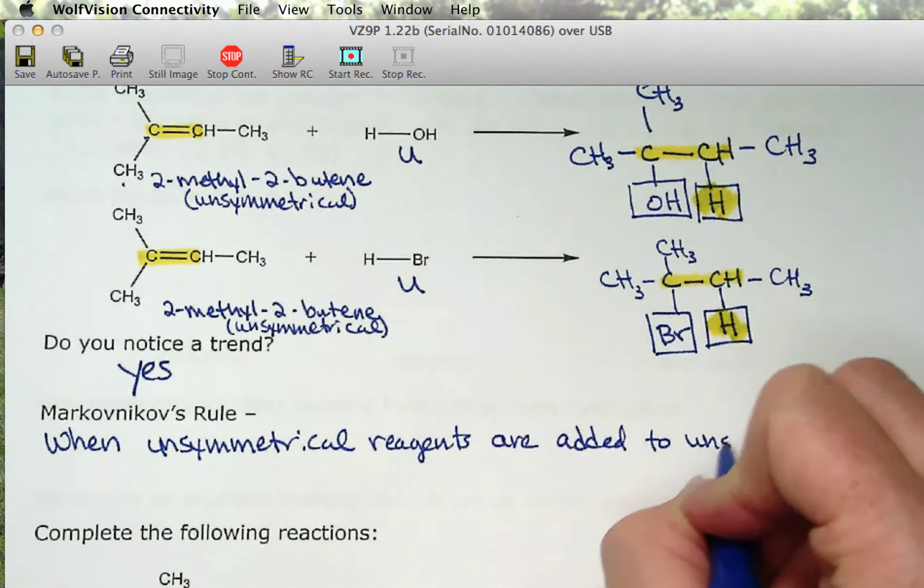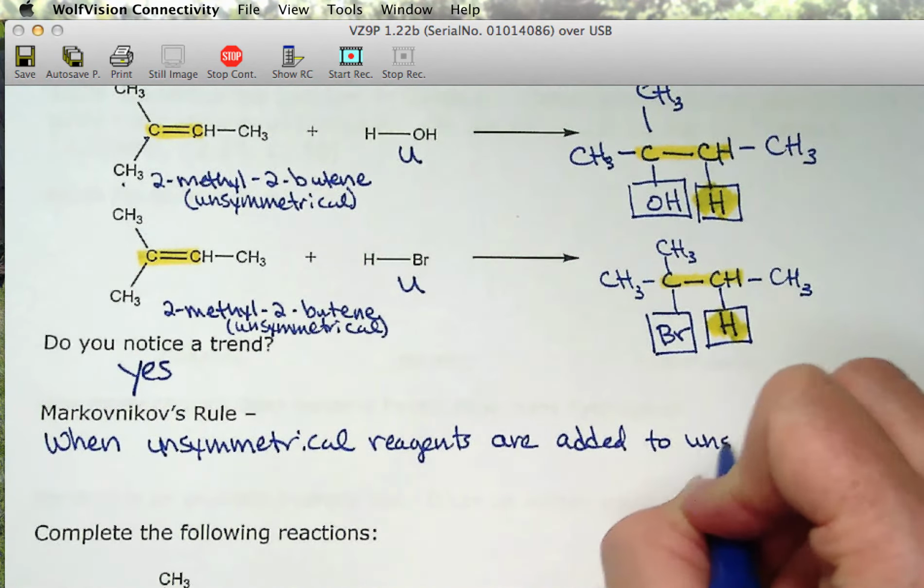This carbon here, 1, 2, 3, has 3 bonds explicitly shown, so that must mean that 1 hydrogen is implied. So this carbon is the better place for that hydrogen to go. So that's Markovnikov's rule. So you're going to have your chlorine go to this carbon.